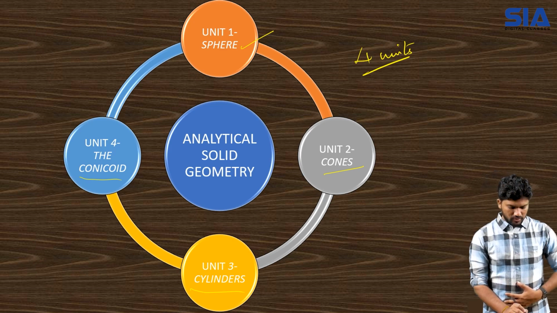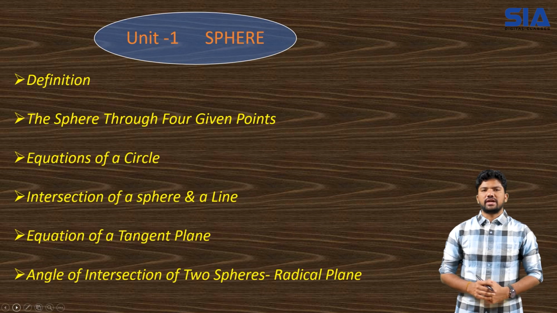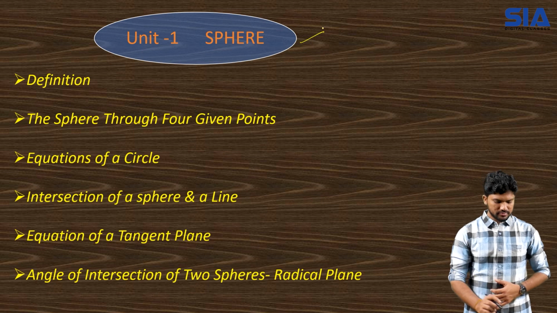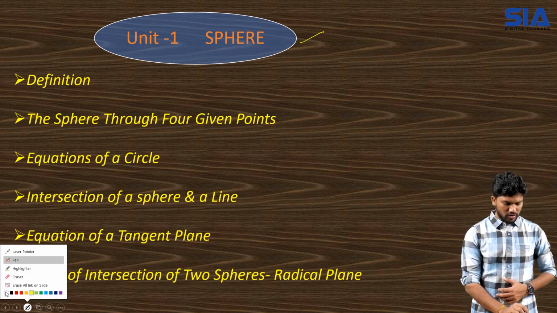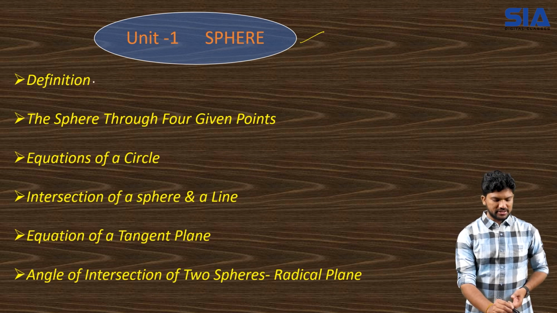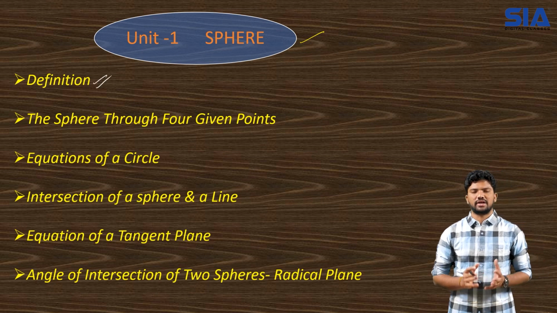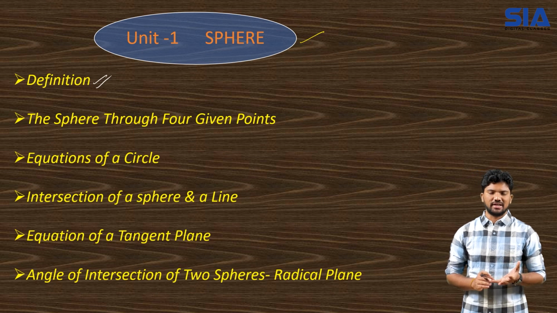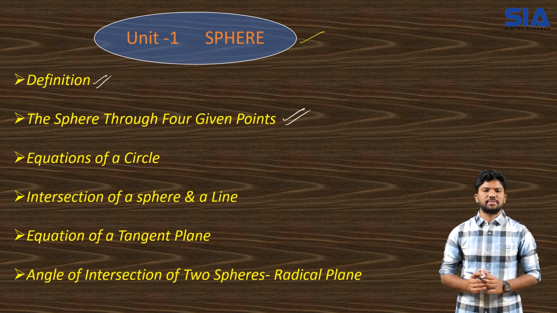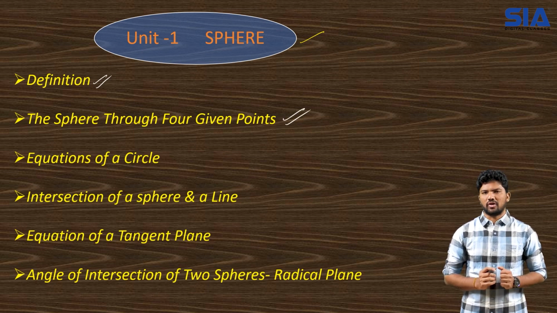Now we are moving into the first unit of analytical solid geometry. The unit name is sphere. Here you can see the topics in unit 1. The first topic is definitions. Definitions means we are going to discuss all the fundamental definitions regarding the sphere only. After that, the next concept is the sphere through 4 given points.